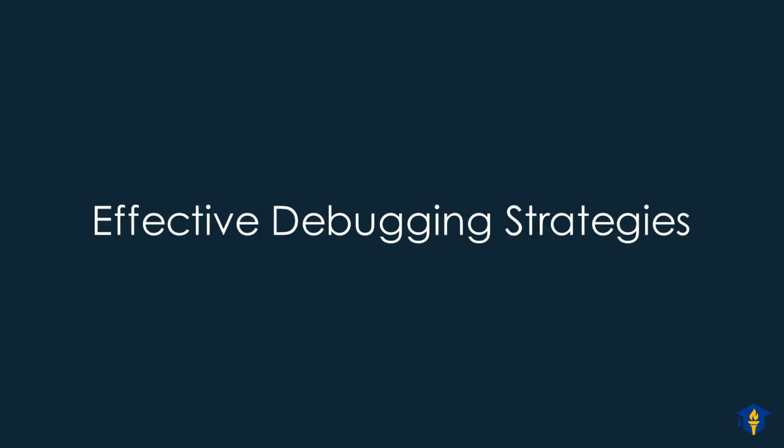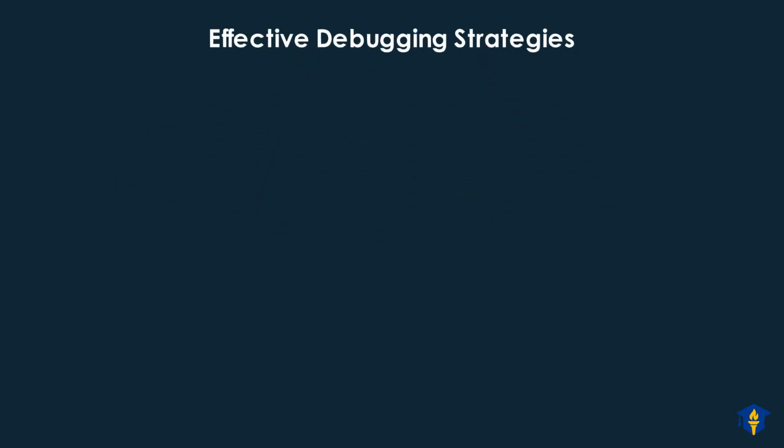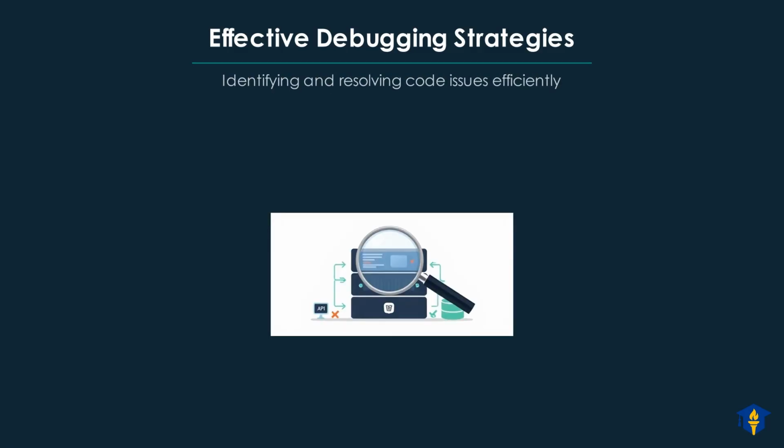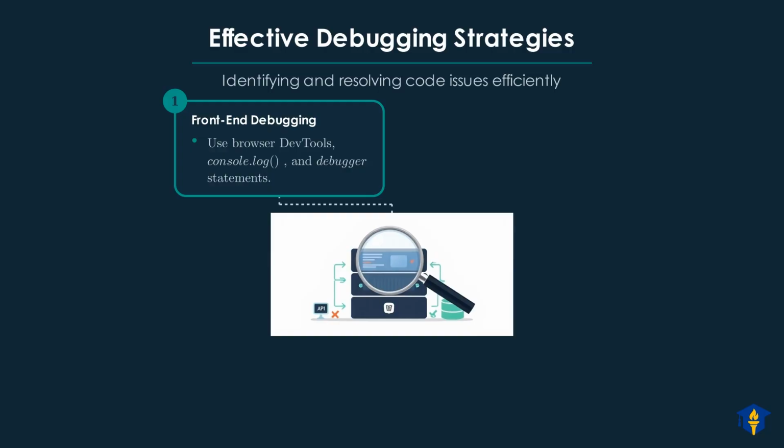Now, let us delve into effective debugging strategies for identifying and resolving code issues. These techniques will help you efficiently pinpoint and fix problems in your applications. For front-end debugging, several powerful tools are readily available to us. You can effectively use browser dev tools along with console.log and debugger statements.